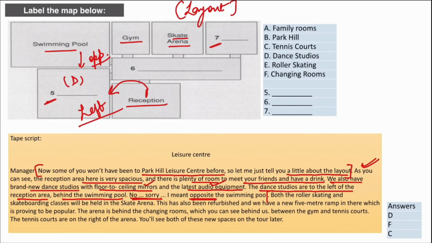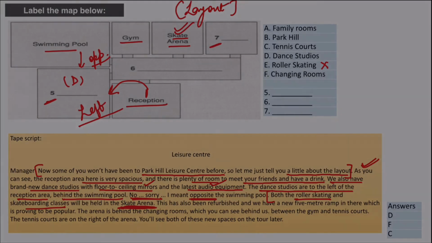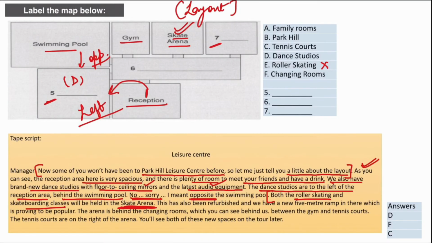Then again he gave extra information by saying that both roller skating and skateboarding classes will be held in the skate arena. Now from here, you can eliminate option E because roller skating is already in the skate arena, so it cannot be the answer for either 6th or 7th. Then he mentioned that the arena is behind the changing rooms. Now the arena is behind, so changing rooms will be here. So in the options you will write 5th question D and for 6th question it is F.